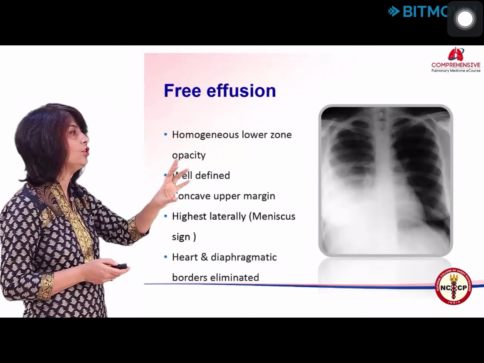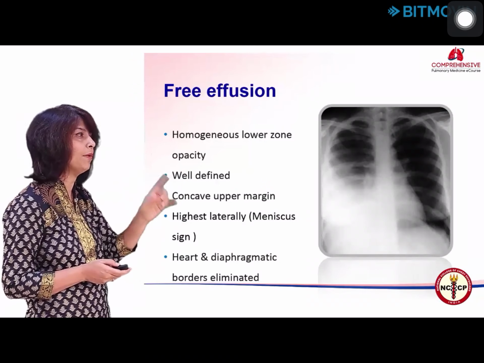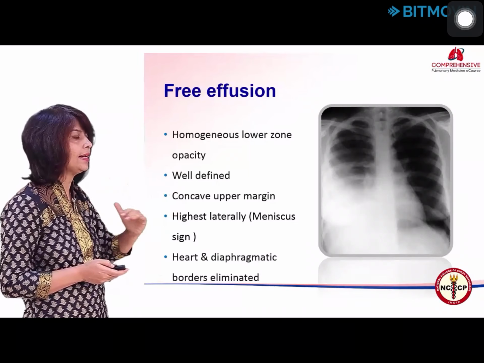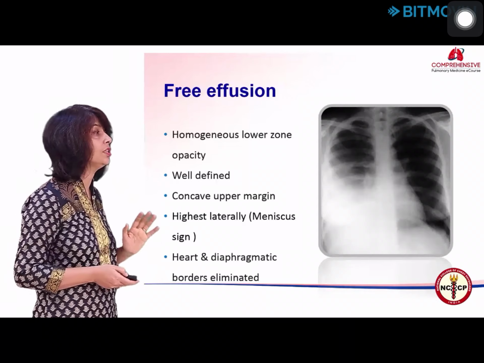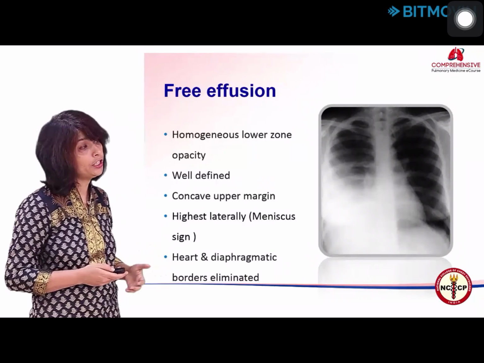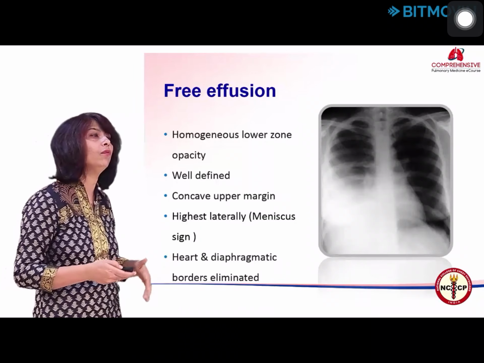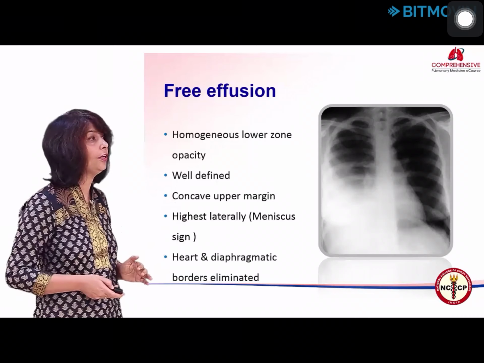So homogeneous, right mediastinal border is gone, right diaphragmatic border is gone, and its highest point is lateral in a gentle slope. So this is a free pleural effusion. So if you want to drain it, you can put an ICD even without an added ultrasound and you are fine, because this is a free pleural effusion.